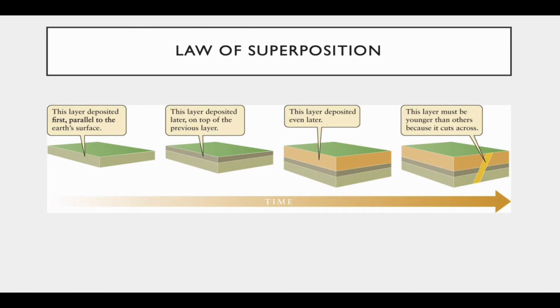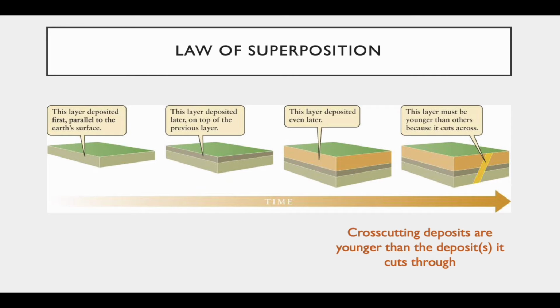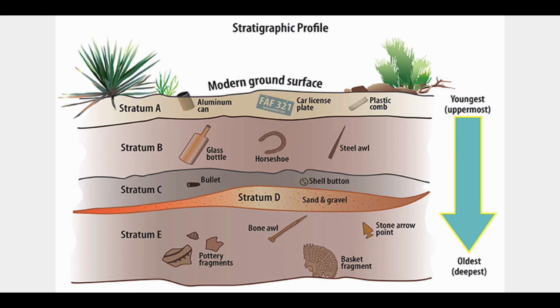This is a nice image that shows you the progression of different layers being deposited on top of one another. However, at the end there, we get what's called a cross-cutting deposit. And in that case, a cross-cutting deposit is always younger than the deposit or deposits that it cuts through, because in order for it to cut through, those horizontal layers already had to be in place. This is a nice stratigraphic profile. It shows us the modern ground surface all the way down into prehistoric time with some helpful modern and historic artifacts to show that we are going from the youngest at the uppermost point to the oldest and the deepest part of the profile.